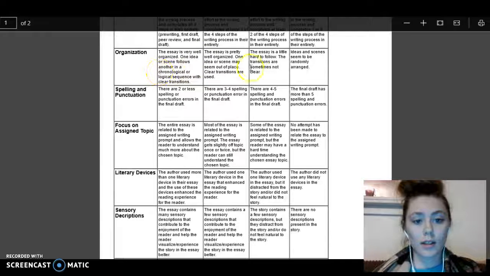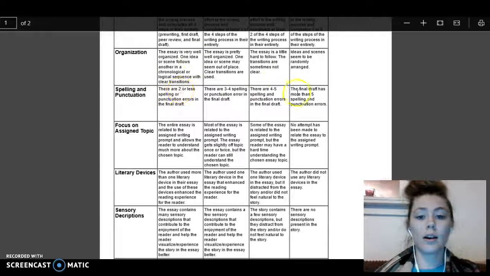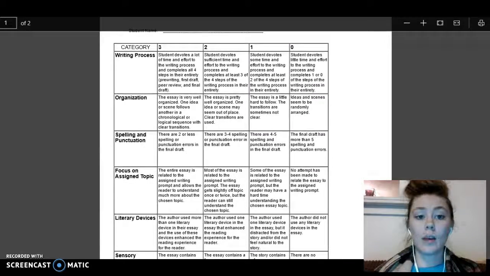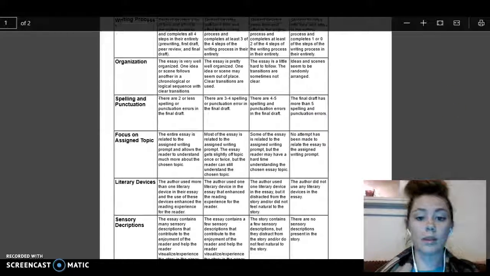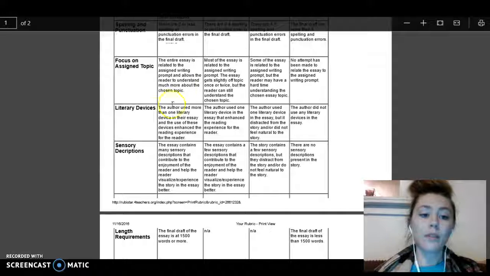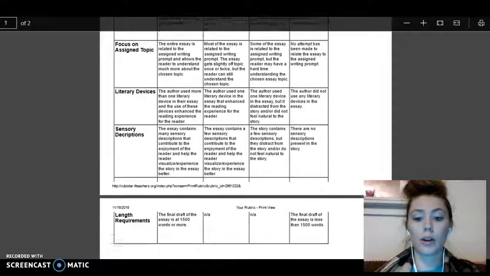So organization, that's the same. Spelling and punctuation, like I said, this is a lot more strict than your first draft. You can only have 2 spelling or punctuation mistakes maximum in your whole draft. If you have 3 to 4, that's 2 points. 4 to 5, that's 1 point. If you have more than 5, you don't get any points for this category. So really be paying attention to that, because those can add up quickly and you don't want to lose easy points. Focus on the sign topic, literary devices, sensory descriptions, those are all the same as they were.